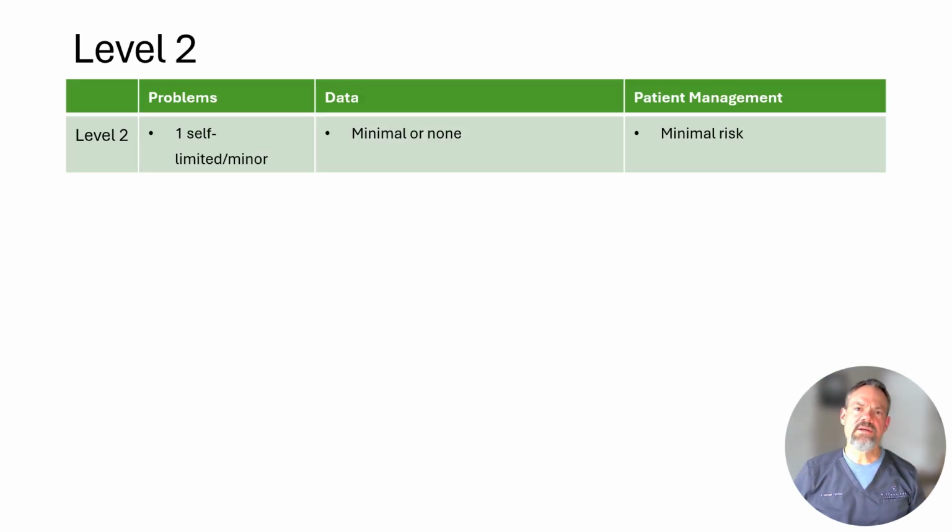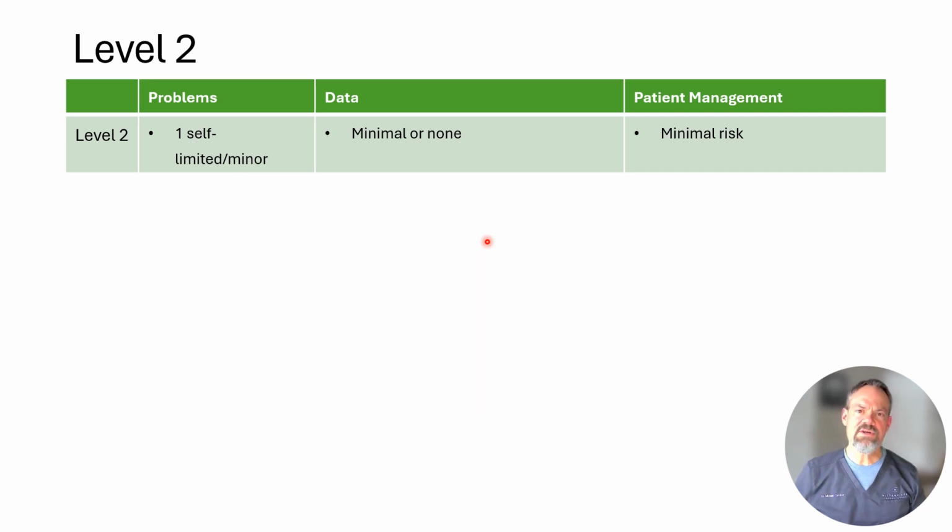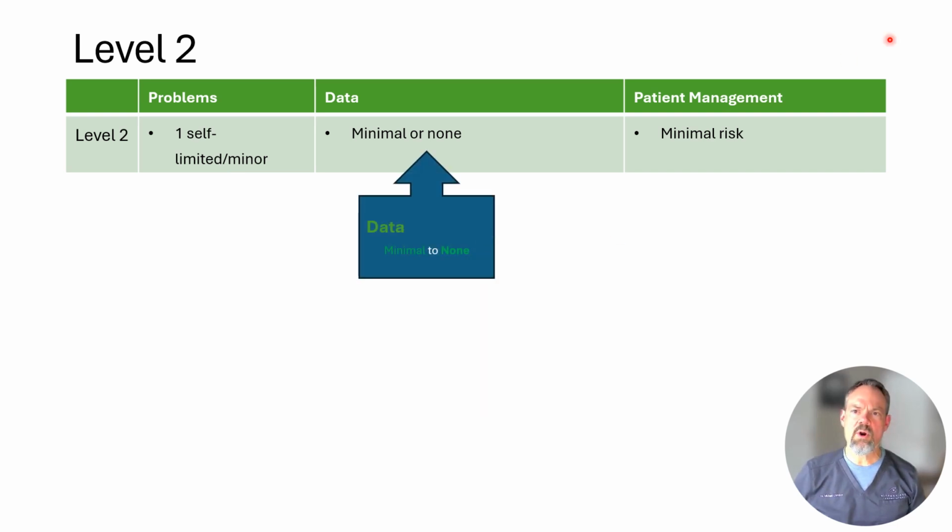So let's dig in a little deeper to the requirements for these different levels. Let's start off with a level 2. So under a level 2, we have a self-limited minor. What does that mean? It usually resolves without significant complication, doesn't require extensive treatment. So 3 examples might be dry eye after prolonged computer use, conjunctival hemorrhage without trauma or systemic issues, or mild allergic conjunctivitis. Under data, it says minimal or none.